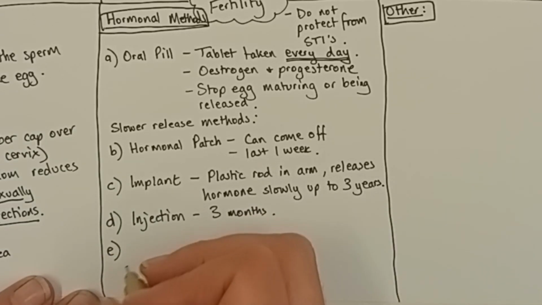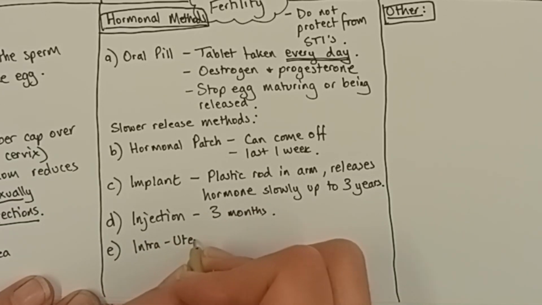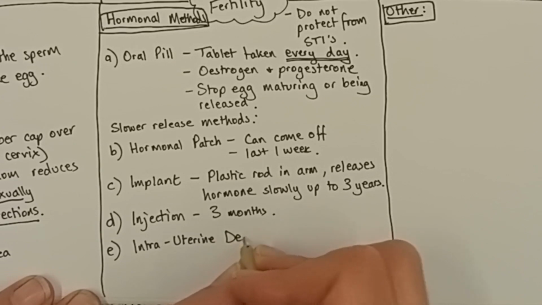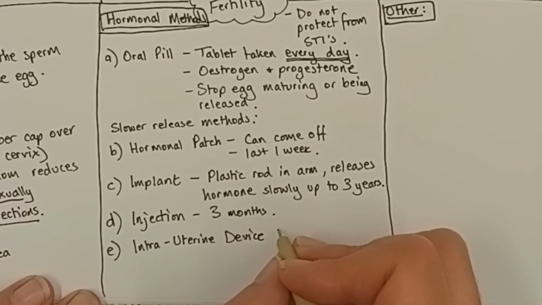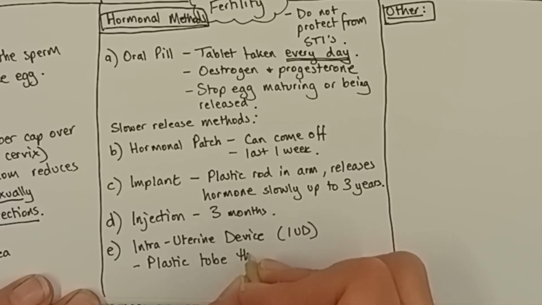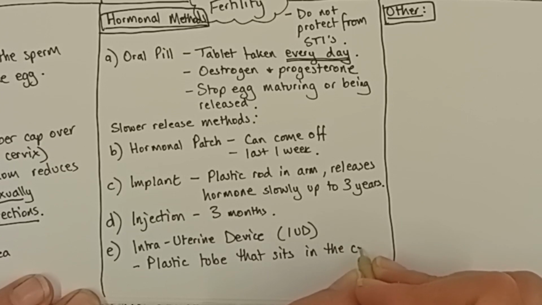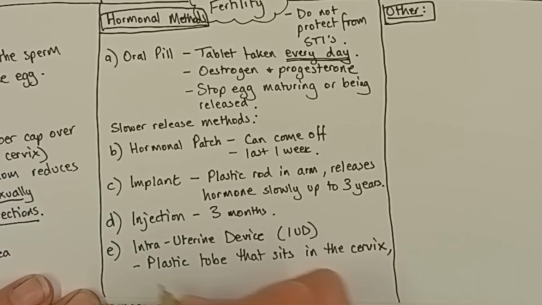And the last type you can have is called an IUD, an intrauterine device. It used to be called the coil. Basically, it's a plastic strip that's fitted and sits in the cervix, so up inside at the top of the vagina. And they are very long lasting, up to 5 years.